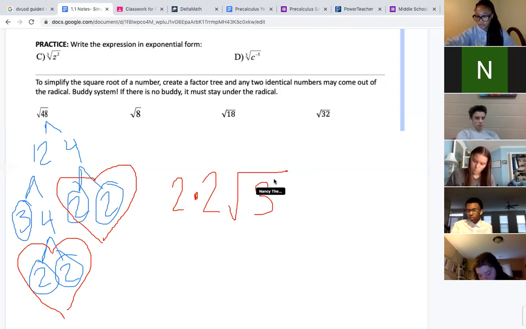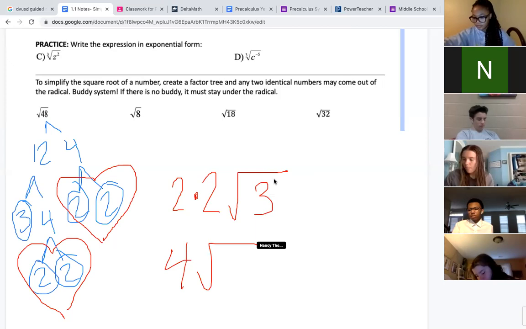And then what's 2 times 2? 4. So it would be 4 square root 3. So why wouldn't the 4 be in the other one? Like for 8, why wouldn't 4? So this is because we have 2 pairs of 2s.